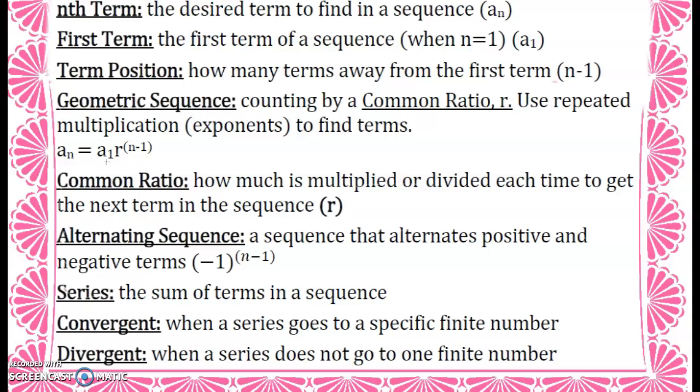a of n equals a1 times r to the n minus 1 power. Common ratio: how much is multiplied or divided each time to get the next term in the sequence? Alternating sequence: a sequence that alternates positive and negative terms. Series: the sum of terms in a sequence. Convergent: where a sequence goes to a specific finite number. Divergent: where a series does not go to one finite number.